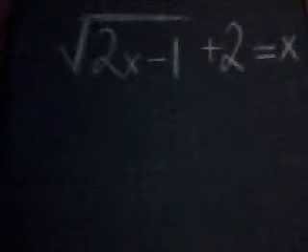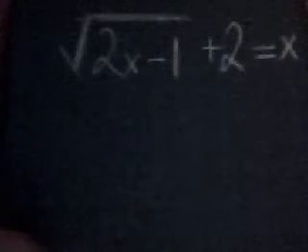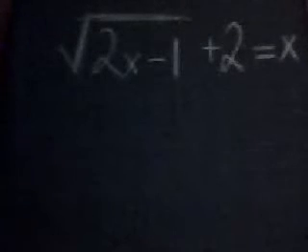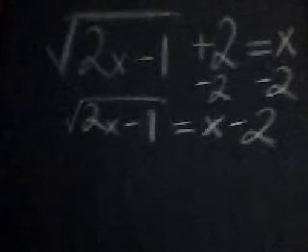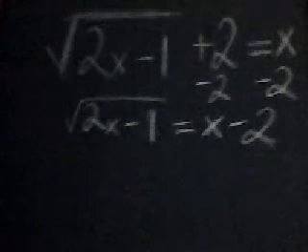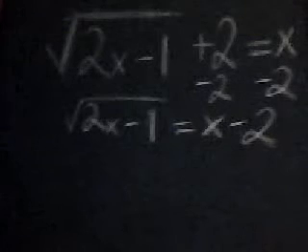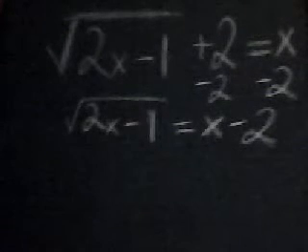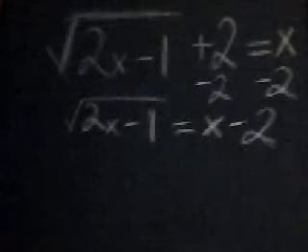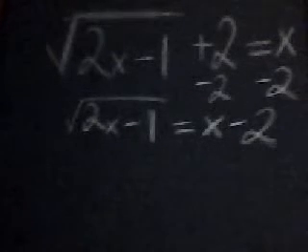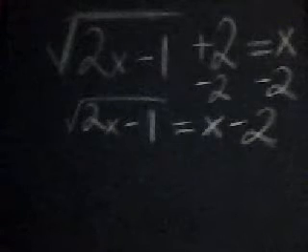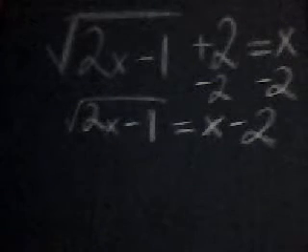Now the first step would be to subtract the 2 to leave the square root by itself. We must subtract the 2, and now we are left with the square root of 2x minus 1 equals x minus 2. Now in order to get rid of the square root, we must square both sides.